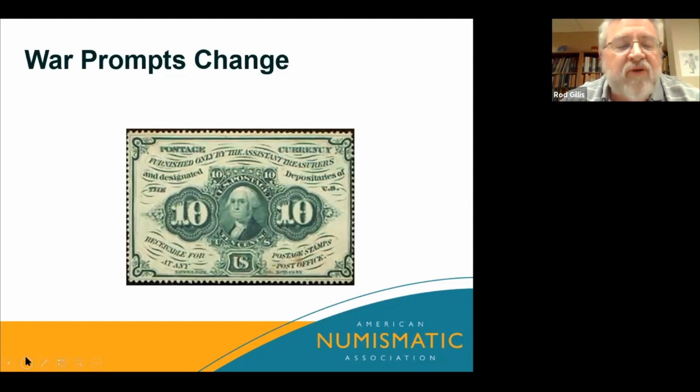Here is a piece of currency that was actually used during the Civil War, fractional currency. And this is a 10-cent piece. What's particularly interesting about this piece is the fact that George Washington appears on it. George Washington made it very known while he was president that he thought it was not a good idea for him to appear on currency.